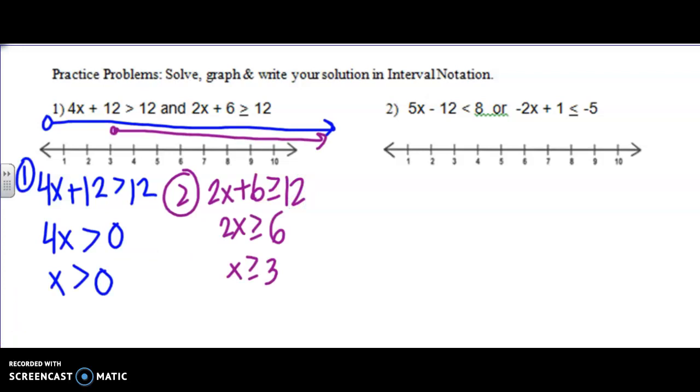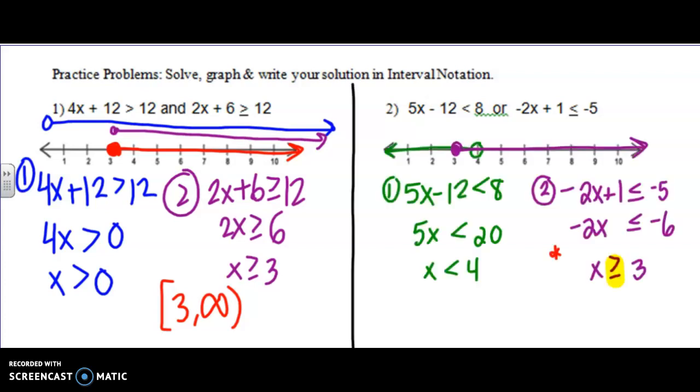Okay, so I've solved both of these. For the first part, I got x greater than 0, which I graphed above the graph in blue. And then in purple, I got x greater than or equal to 3, and I graphed that one above as well. You can see it's an "and." They both go in the same direction to the right. So if it's an "and" you're looking for the overlap, they overlap from 3 on to infinity. So your final answer is going to be [3, infinity), bracket on the left side, parenthesis on the right. Whenever it's an "and" and they go in the same direction, your answer is going to be the smaller of the 2 sets.